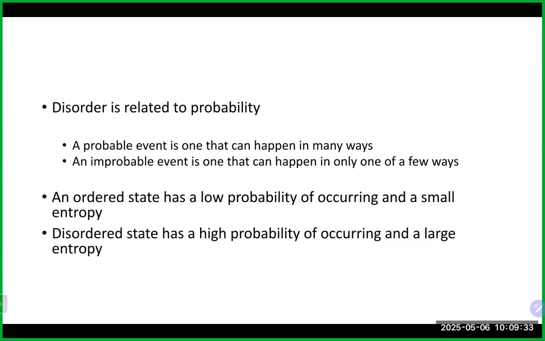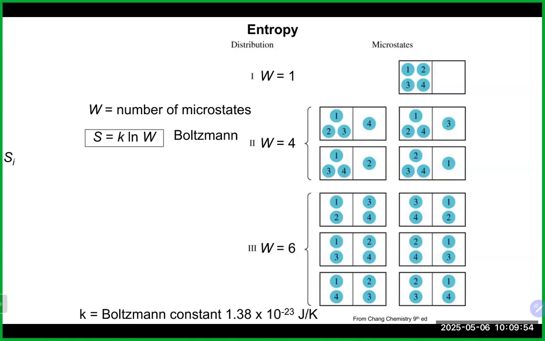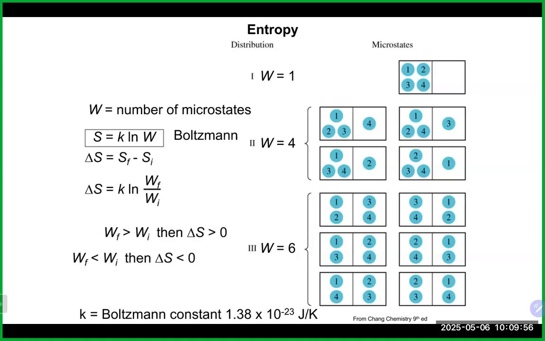So in an ordered state, getting something really ordered should have a low probability of occurring, and it would have a small entropy. In a disordered state, there's a much higher probability, since you can mess up in a lot of ways, and you would have a larger entropy. Related to that is what's sometimes referred to as the Boltzmann equation. This is it right here. S is the entropy.